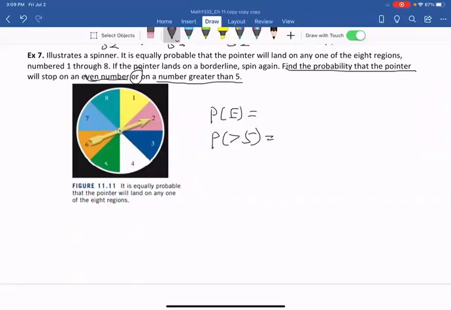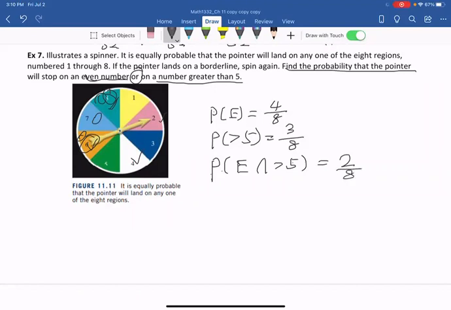So even numbers, we have 1, 2, 3, 4. 4 out of 8. And the number greater than 5, this one, this one, this one. We have 3 numbers. 3 over 8. And how about the overlap? They are both even and greater than 5, which is 6 and 8. So both even and greater than 5 is 2 over 8, because we have 6 and 8. So if we want to find the probability that the pointer will stop on an even number, even doesn't work. Why?